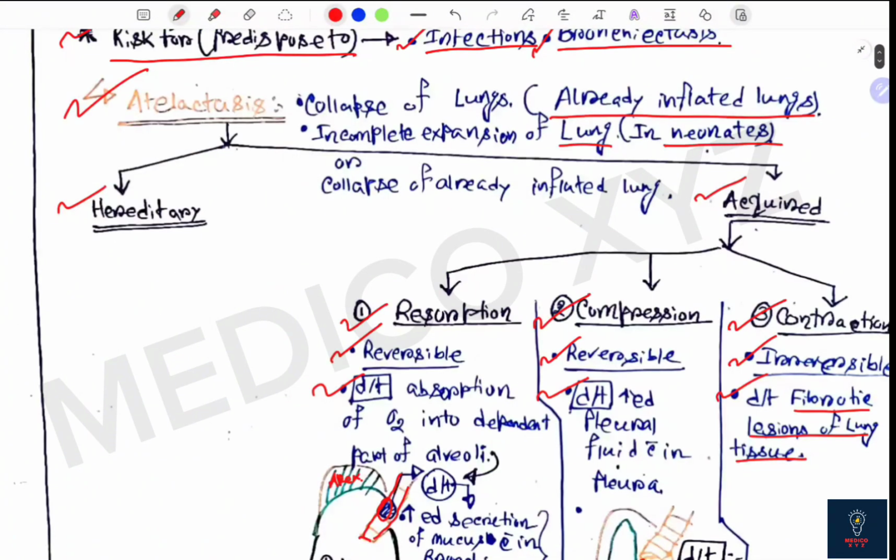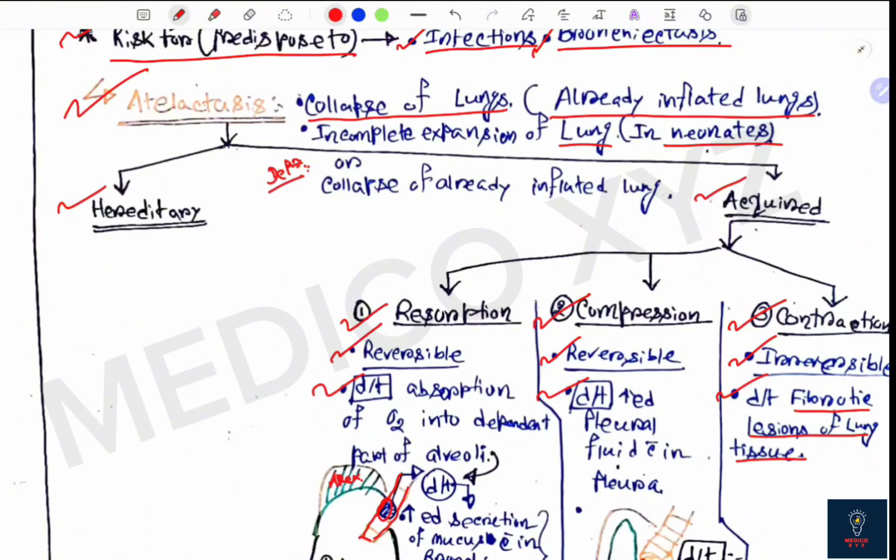Now we will discuss atelectasis. Atelectasis is a very important topic. It generally means the collapse of the already inflated lungs, or in case of neonates, the incomplete expansion of the lungs. This is the definition of atelectasis: if the lungs are already inflated, atelectasis means the collapse of those lungs.